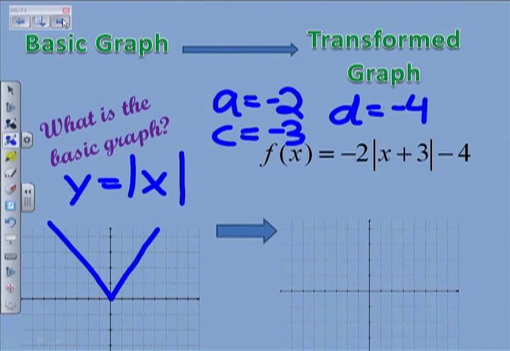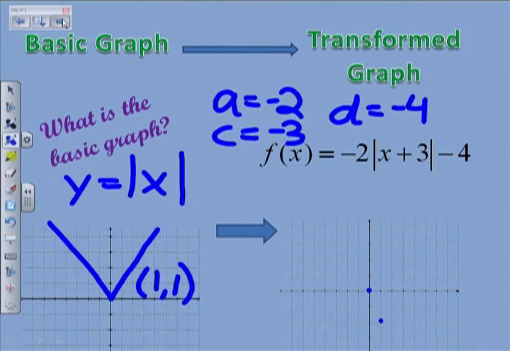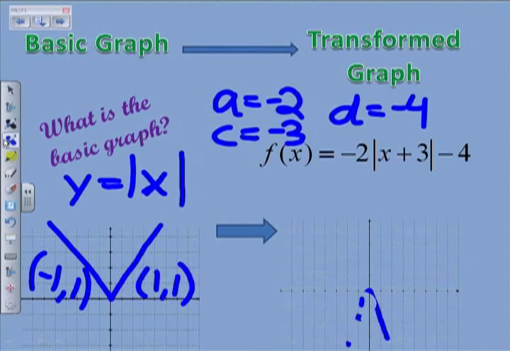But I want to handle the stretch first, okay? So with A being a -2, I know the (0, 0) stays put because he's anchored on the x-axis. But instead of (1, 1), I'm really going to go to (1, -2). And instead of (-1, 1), I'm going to go to (-1, -2). And I've got this, which I probably should have dashed. A little hard to do that now, isn't it? Okay. But you get the main idea there.